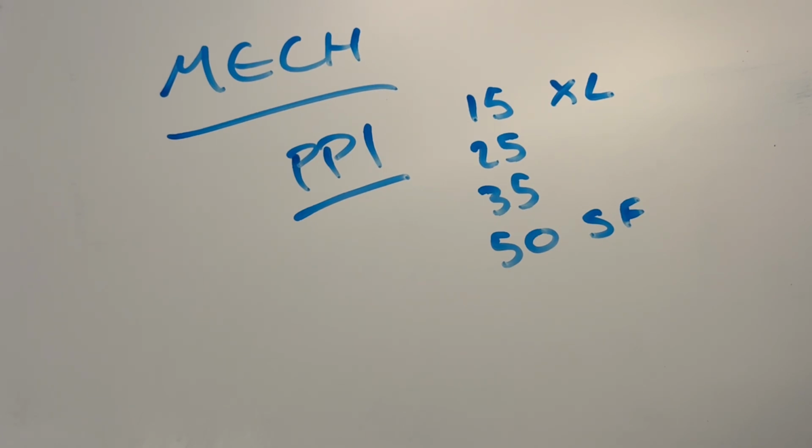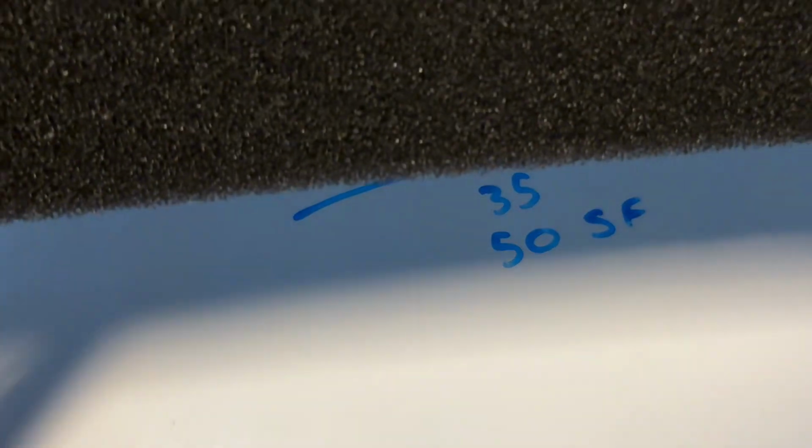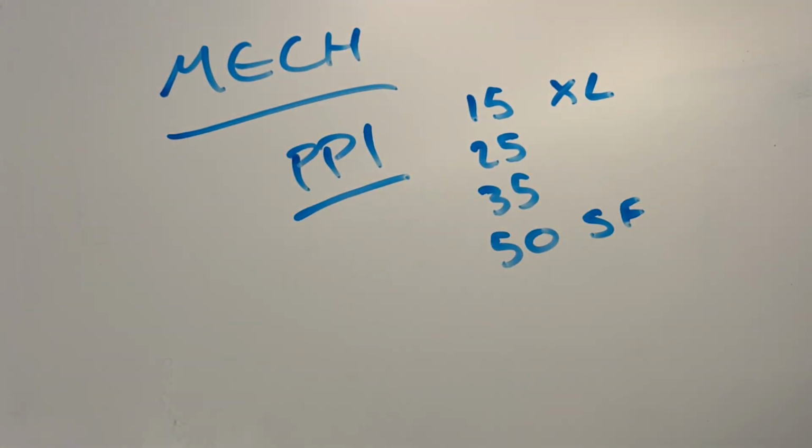Props! Okay, so an example of 15 ppi. You see those fairly large holes, okay? You can see through it. An example of 35 ppi. You see on the edge sort of what you're looking at, pore size. And an example of 50 ppi.